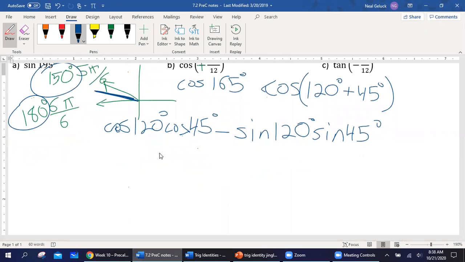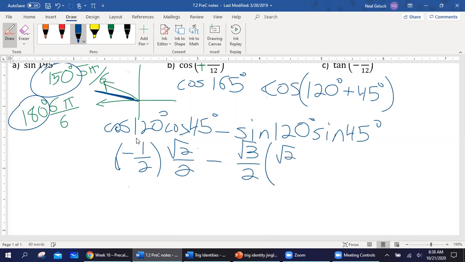So I turned this into angles that I know. Cosine at 120 is negative a half. Cosine 45 is root 2 over 2. Sine of 120 is root 3 over 2. Sine of 45, root 2 over 2.